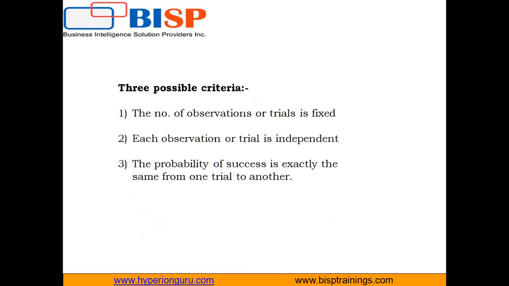Binomial distribution must also meet the following three criteria. The first one is that the number of observations or trials is fixed. In other words, you can only figure out the probability of something happening if you do it a certain number of times. This is common sense. If you toss a coin once, your probability of getting a tail is 50%. If you toss a coin 20 times, your probability of getting a tail is very close to 100%.